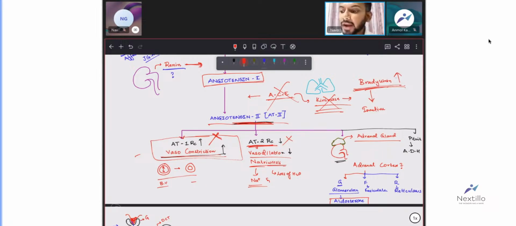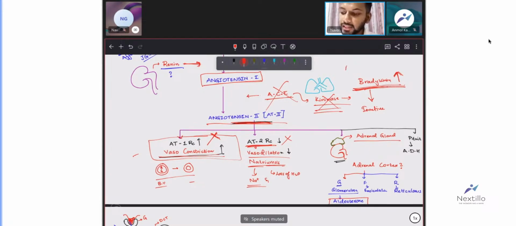Now, if the bradykinin level is increased, it can cause something known as dry cough. Why? Bradykinin can activate the medullary cough centers, so it can cause dry cough. That is one. Bradykinin is a potent vasodilator, and at the same time it is also causing increased capillary permeability. So fluid will move out, causing edema. That is also known as angioedema. So in hypertension, if you are using ACE inhibitors, the side effects are dry cough and angioedema. And it is also contraindicated in pregnancy.